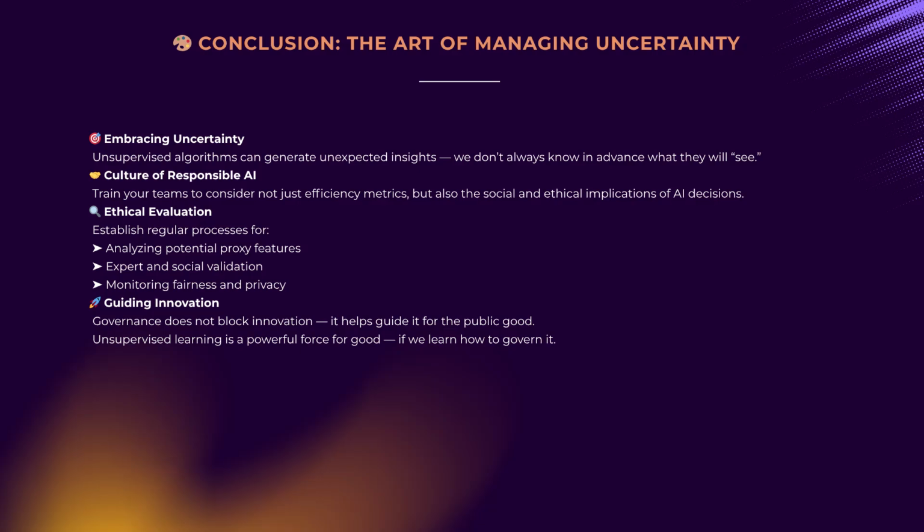Foster a culture of responsible AI in your organizations. Train teams to think not only about technical efficiency, but also about social consequences. Implement processes for ethical evaluation of algorithm results. And remember, the goal of a governance system is not to halt innovation, but to channel it in a way that benefits society. Unsupervised learning can become a powerful force for good if we learn to govern it properly.